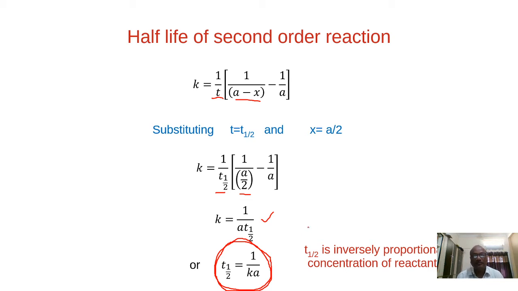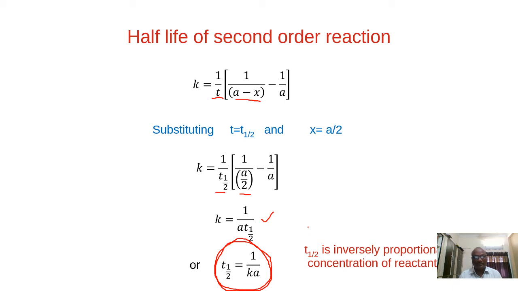This is the equation derived for half-life of second order reaction. T half is equal to 1 by Ka. From this what do we understand? The T half is inversely proportional to the concentration of reactants. Half-life of a second order reaction is inversely proportional to the concentration of reactant. Which means when the concentration of reactant is increased, T half will decrease and vice versa. Both half-life and initial concentration are related inversely proportionally.